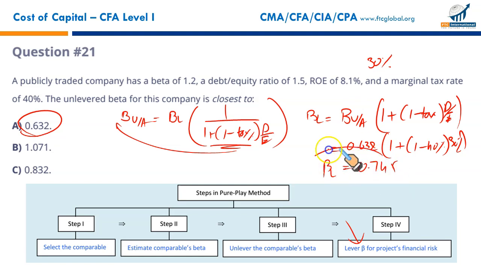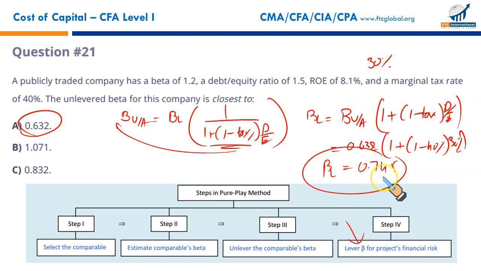This is the beta that I will use for discounting purposes for the specific project involving software development. There will be multiple questions of this nature, maybe somewhere after question 22 or 25 or 26 onwards. That's what we call pure play. Select the comparable software development company, estimate the comparable beta. We took this 1.2, unlevered it to 0.632, and then levered it according to our own debt to equity ratio.